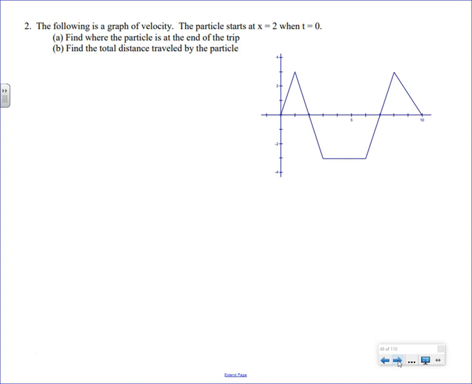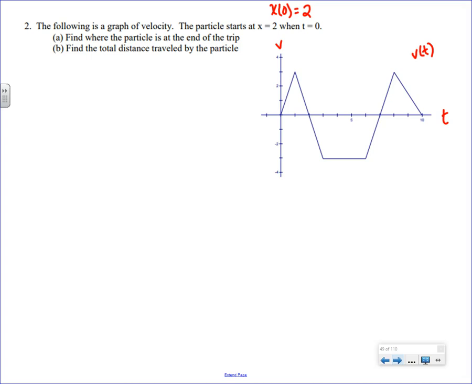Go ahead and put your pencil down. Don't try to draw this graph. It's going to be too complicated and take too long. But go ahead and check it out. The following is a graph of what? Velocity. Which means this is time. This is velocity. And then it says initial what? Position. Yeah, initial position. Find where the particle is at the end of the trip.